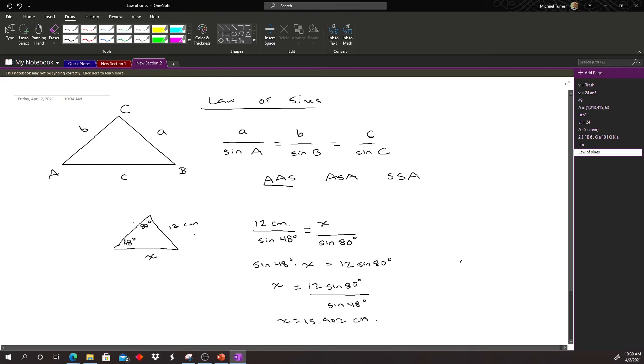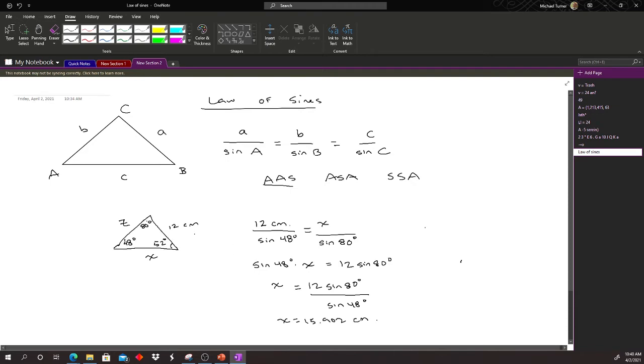Sometimes in these examples, you might also be asked to solve for two missing sides. So let's call that z. And let's say I ask you to solve for z. Now, if we're using law of sines, we still need to be able to set up a proportion. And here it doesn't give me the third angle, but I know that the angles of a triangle have to add up to 180. So I would do 48 plus 80, which gives me 128, and subtracted from 180 gives me 52 degrees.